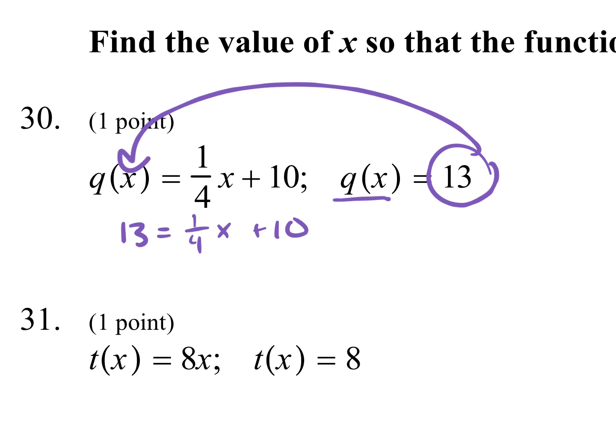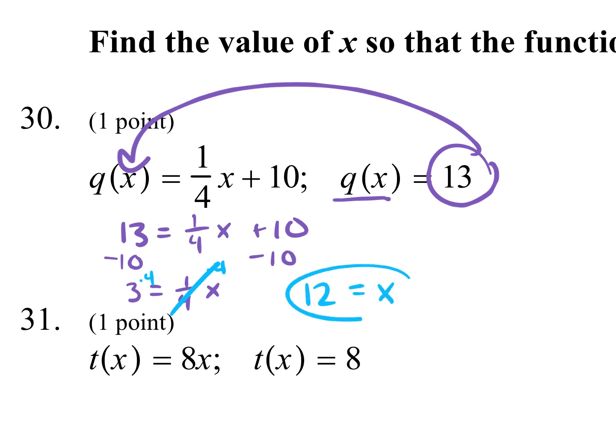Now, how would I solve for X? Perfect. Subtract 10 on both sides. So 3 is equal to 1/4 X. And then what should I do? 3 times 4. Multiply both sides by 4 to get it to cancel. And 3 times 4 is? 12. So 12 is equal to X. Awesome.